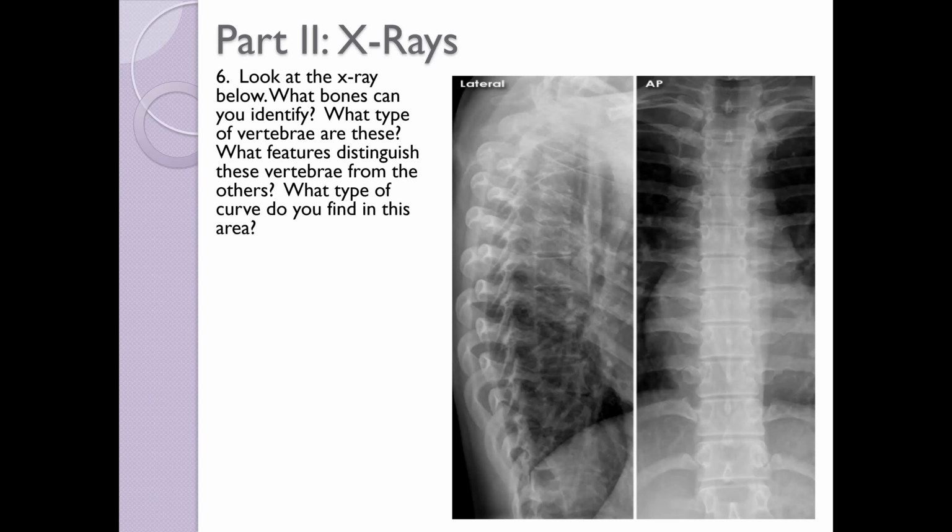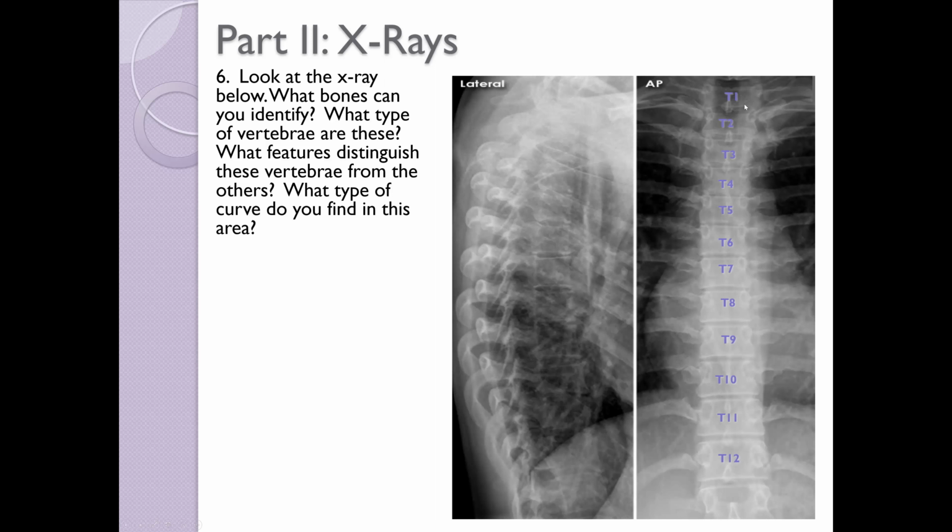Number 6 says, look at the x-ray below. What bones can you identify? What type of vertebrae are these? What features distinguish these vertebrae from others? And what type of curve do you find in this area? So notice we have 2 views. The view on the left is a lateral view, and the view on the right is an anterior-posterior view.